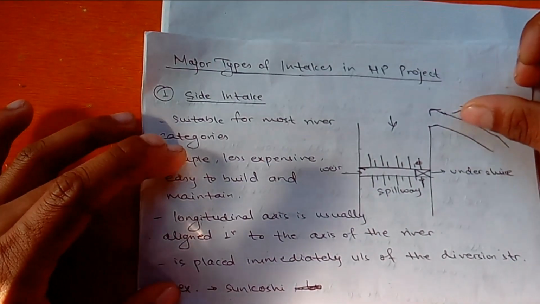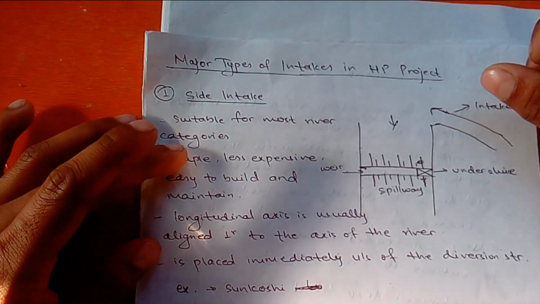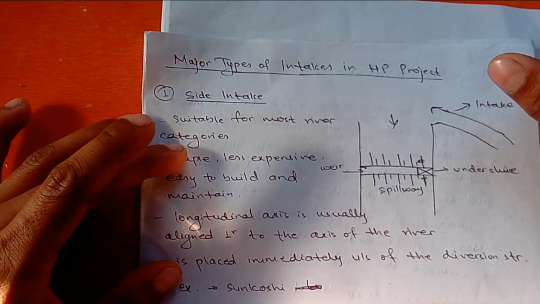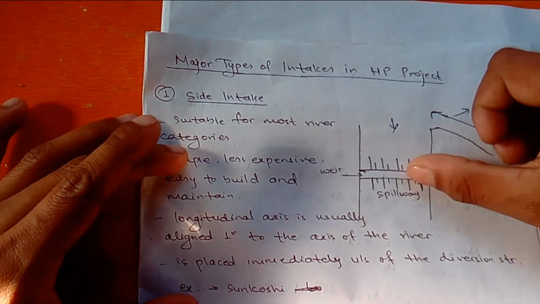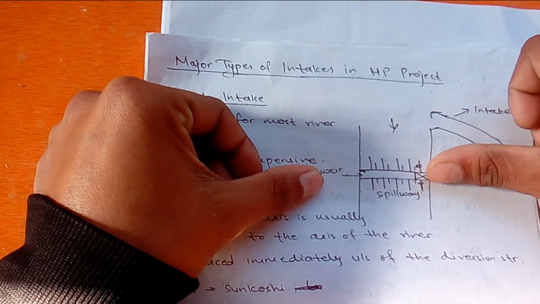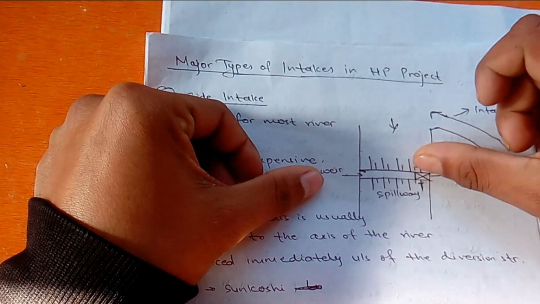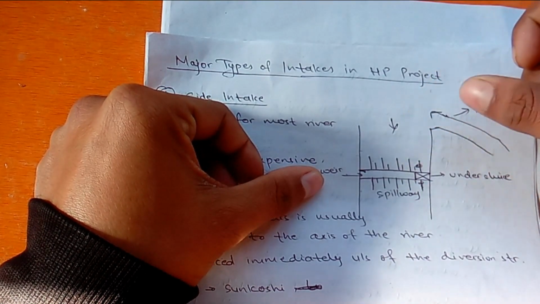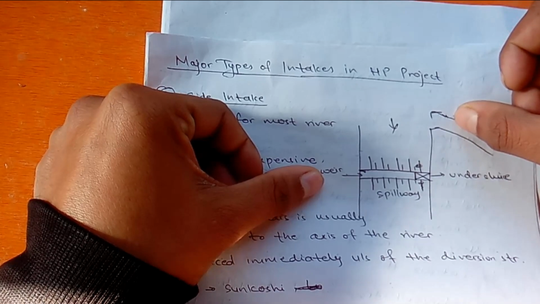The third point is it is placed immediately upstream of the divergent structure. That means this is the divergent structure. Here we can see it is a weir, and immediately upstream we can see there is the intake, which is the side intake.